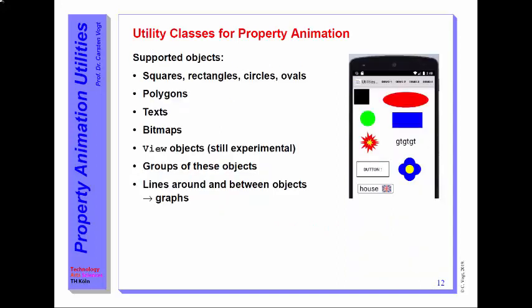The forms of objects that are supported are manifold. We can have squares, rectangles, circles, ovals, we can have polygons, we can have texts, bitmaps, we can display view objects, although this is still somewhat experimental. We can group these objects and we can draw lines around and between these objects, which allows the display of graphs.